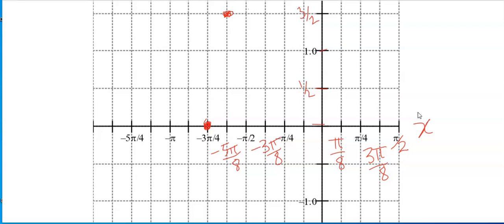But instead of 3 up, you're going to go 3 down. And sure enough, look at that. Negative pi over 2 and 0 is right there. Now the next one, I can't quite see it on my screen, everybody. But it's negative 3 pi over 8, which is right there, and you go down 1, 2, 3 blocks.